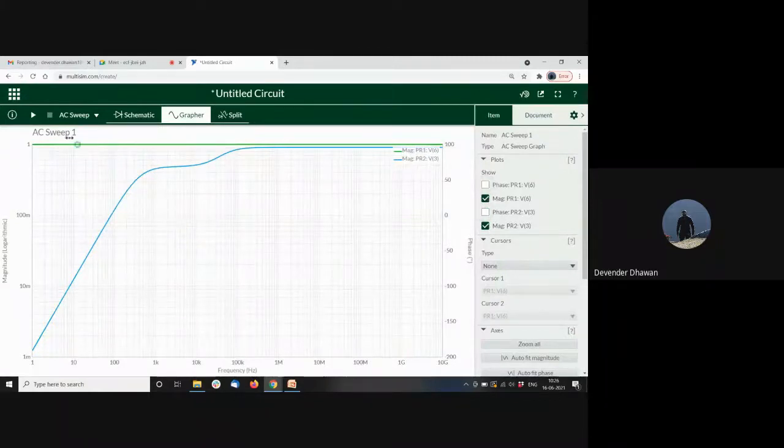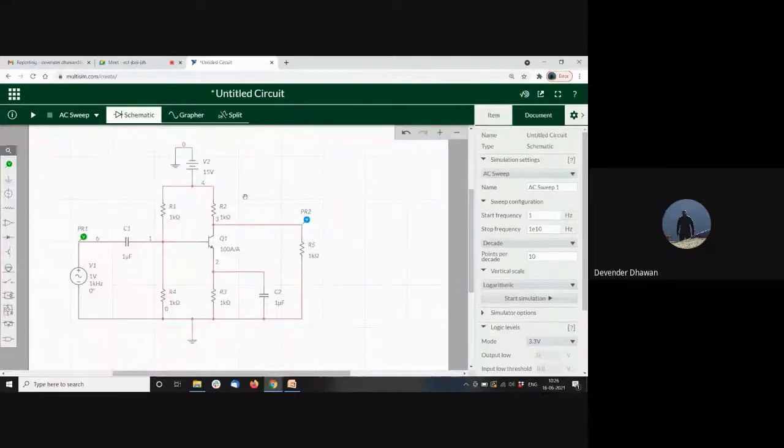Now you can see the green one is the input, and the blue one is the output. You can see the blue never surpasses the input value, which means that it is not doing the amplification. Can anyone tell me why we are not getting any amplification?